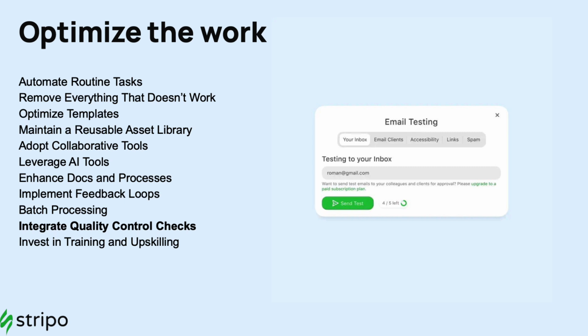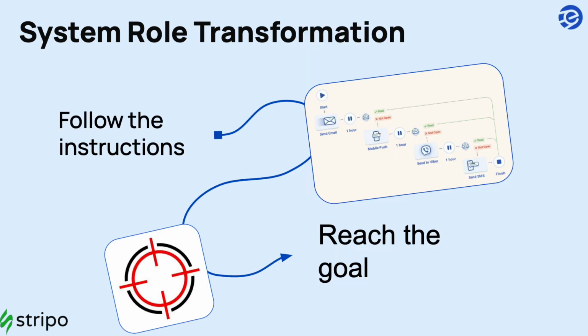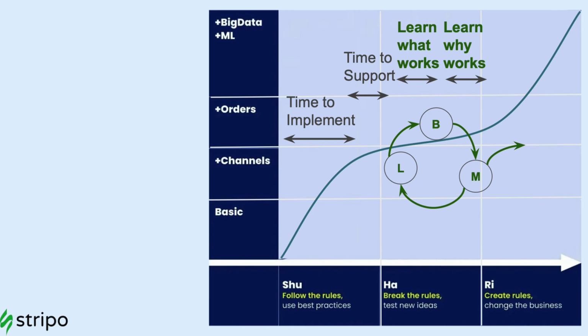Links have to work, spam checkers, other stuff. Just do it automatically. And I think the system role is transformed a lot. Sorry, I will skip this, because it's interesting, but I will skip.